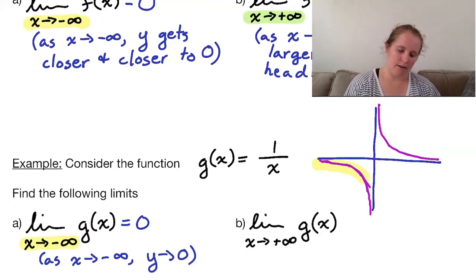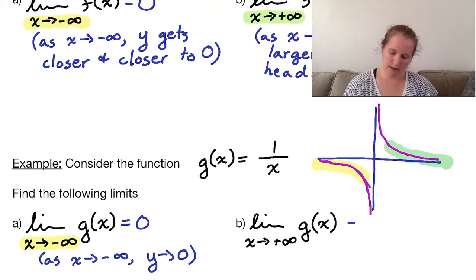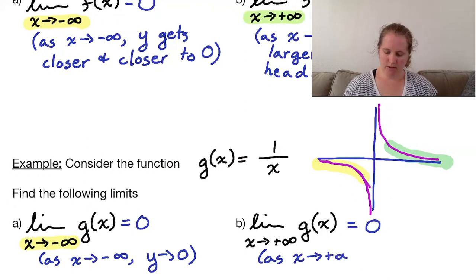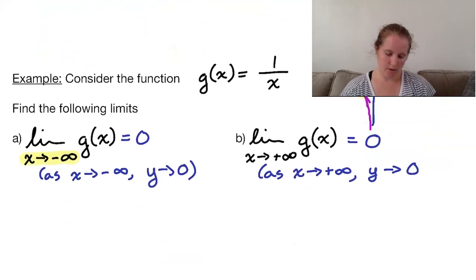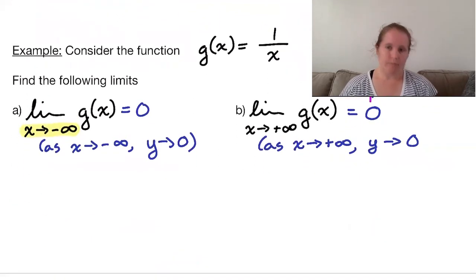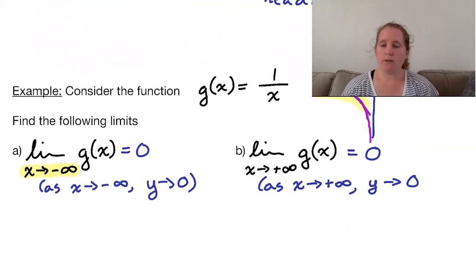And then as we head towards positive infinity, the same thing is happening. So in this case, again, we're heading towards 0. So as x heads to positive infinity, our y value is getting closer and closer to 0. So this is essentially what we're looking at as end behavior.